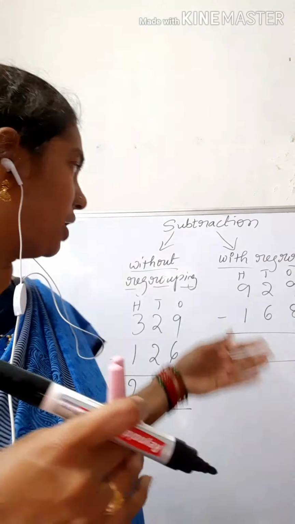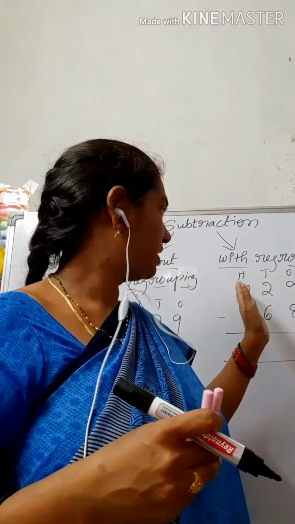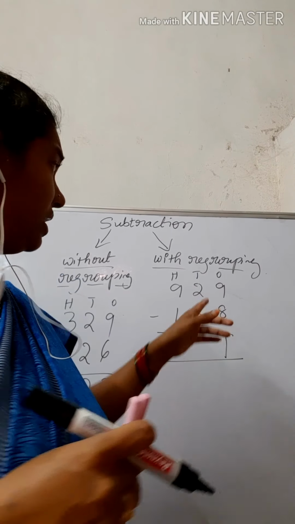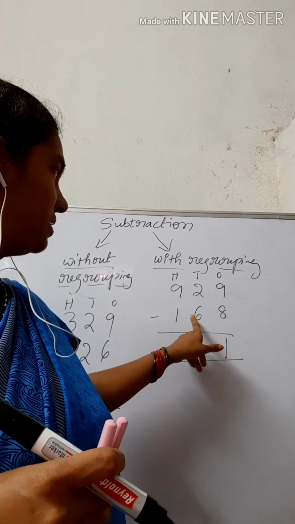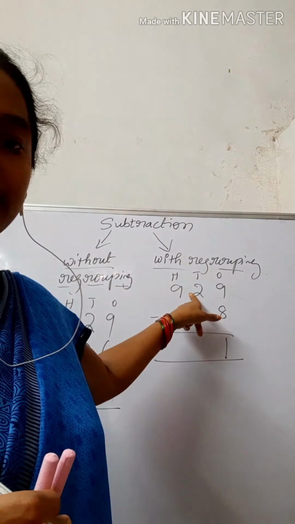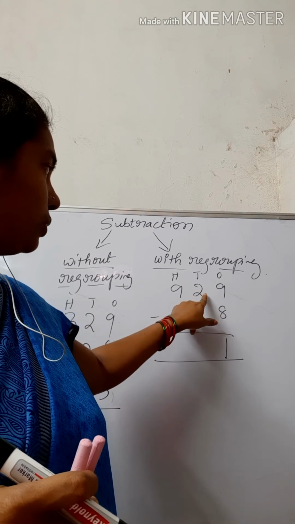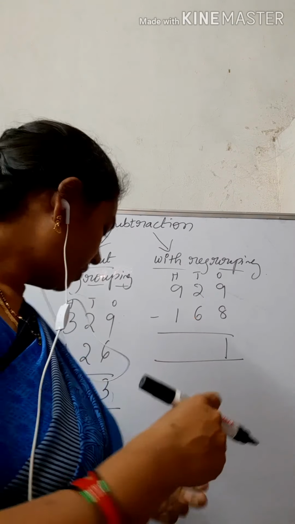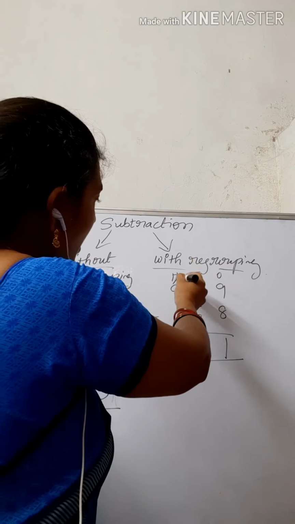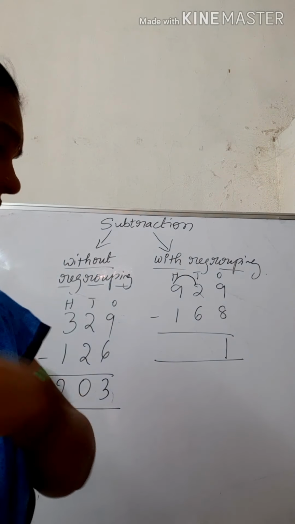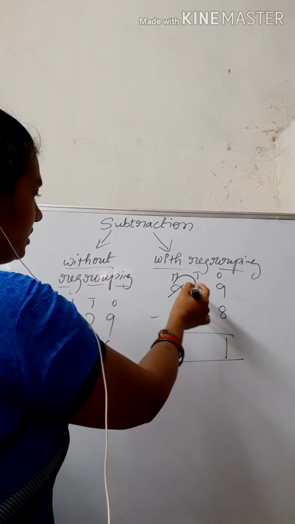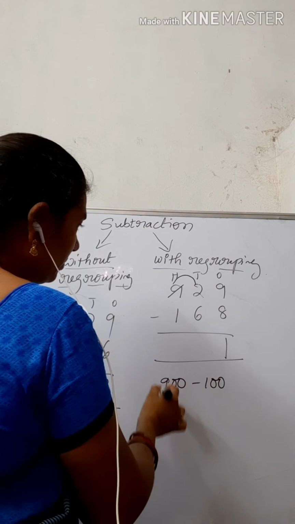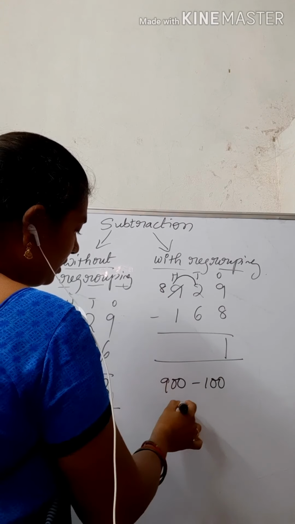We have to borrow from the next place value. Here 2 tens are there, and 2 tens means that will be 20. From 20 rupees, how can you subtract 60? We can't subtract. So what do we have to do? We have to borrow from hundreds. Here 900s are there. From 900s, if you subtract 100, how many will be left? Here 800 will be left.